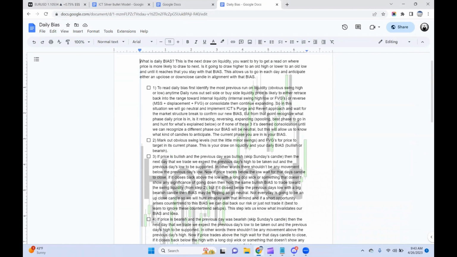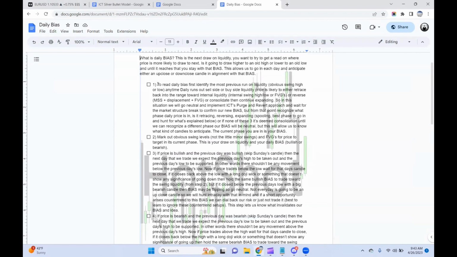I got the daily bias document pulled up right here. So first things first, to read daily bias, first identify the most previous run on liquidity. This is an obvious swing high or low.